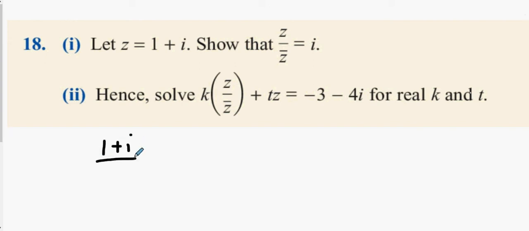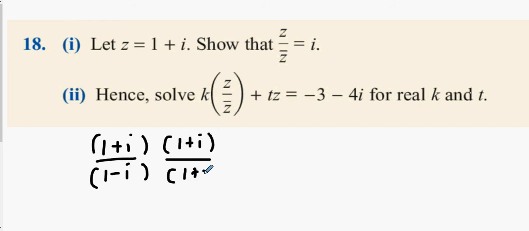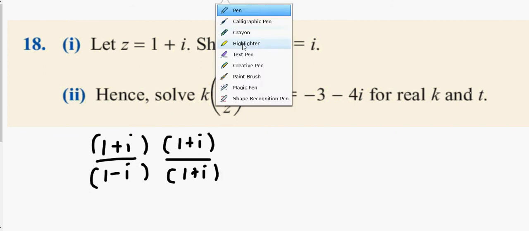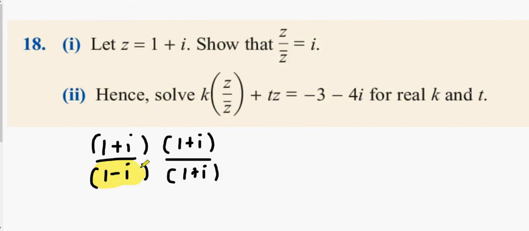1 plus i. Then the conjugate, guys. And you have to prove the answer is i. John, what do you do? You do 1 plus i. You multiply top and bottom by the conjugate of the denominator. So you identify the denominator, and you get the conjugate of that denominator. Okay?